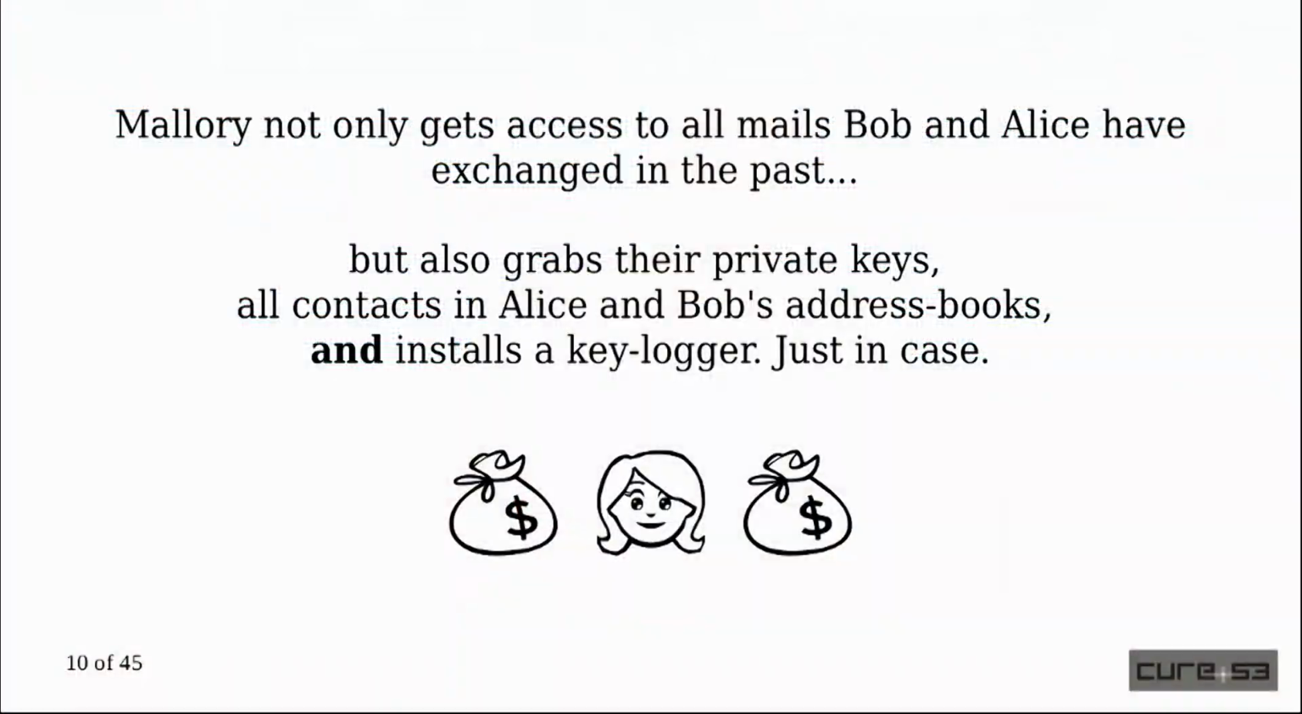Well, the interesting thing here is that Mallory herself gets access to all the emails that Bob and Alice have been exchanging in the past. She also gets access to the private keys. She also gets access to all the contacts in Alice's and Bob's address book. And she installs a keylogger, because just in case, you never know. And this attack really happened, and it is possible, and was demonstrated by a fellow researcher that I know in a presentation given in France at Hack in Paris last year.